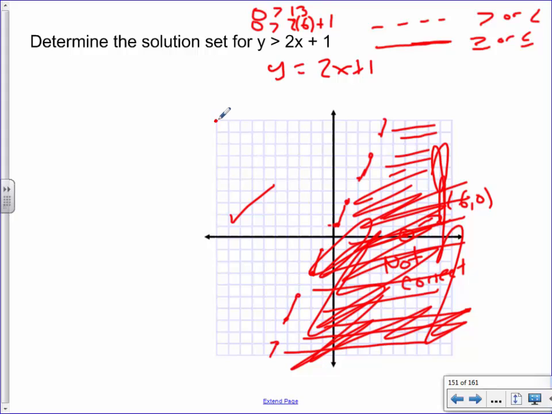Like, how about this one? This would be -10 with 10. This point should work. If I plug in 10, is 10 going to be greater than -19? Yeah. Does that make sense? Okay.